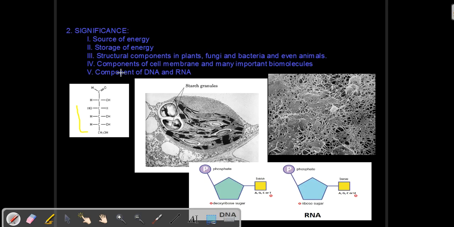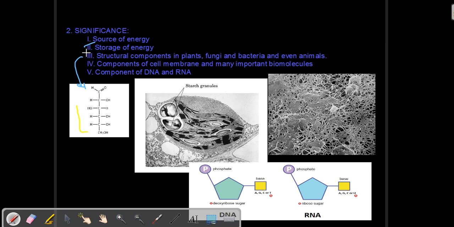Now, what is the importance of carbohydrates? Carbohydrates are important sources of energy. You can look at the example down here. This is a molecule of glucose, and glucose is used by most forms of life as a basic source of energy. The oxidation of glucose, the addition of oxygen to it, will release a good amount of energy, which is then stored in ATP molecules.